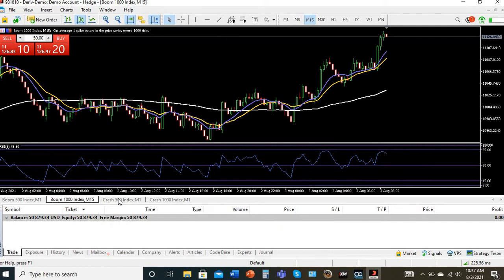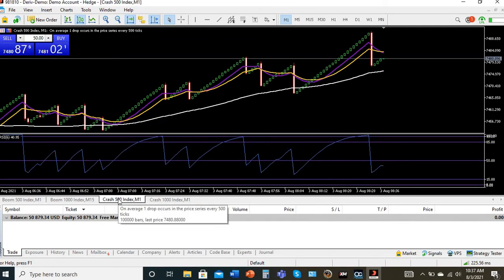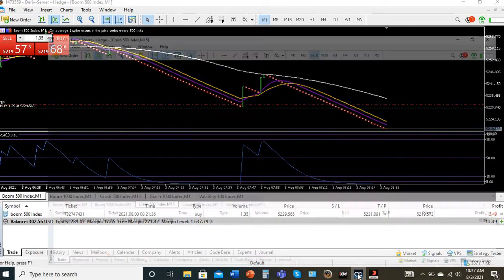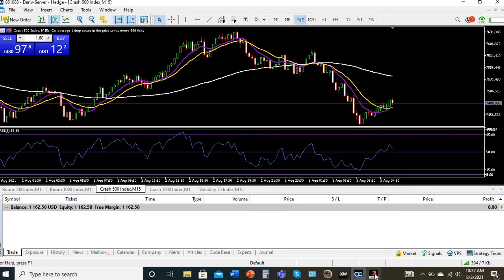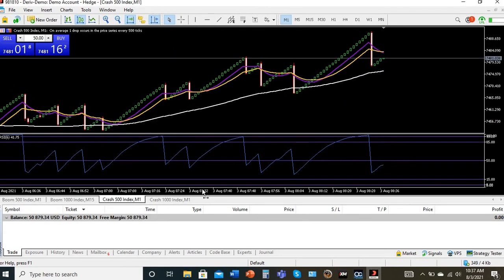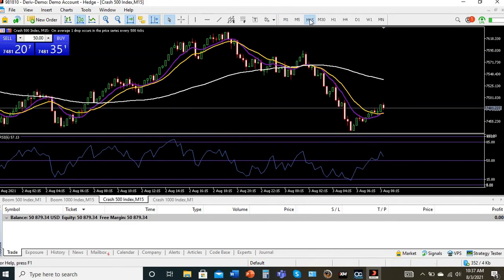Let's go to Crash 500. Crash 500, 1 minute says don't enter because I have just spiked now. 15 minutes says indeed don't enter because I have already passed my 2 moving averages.